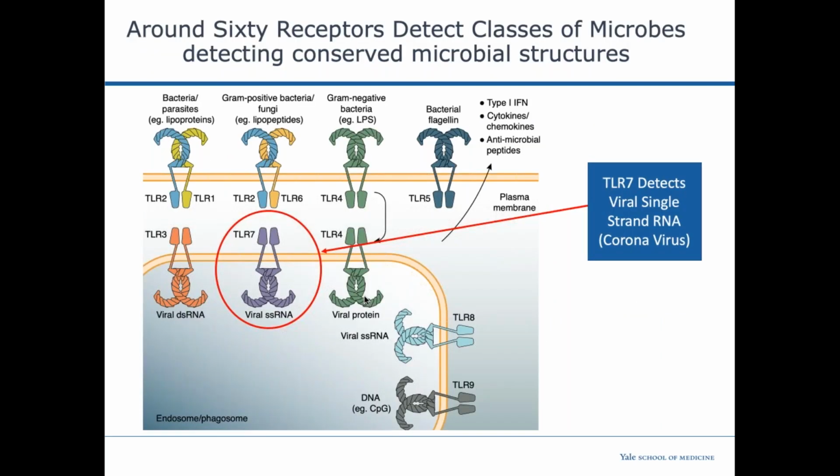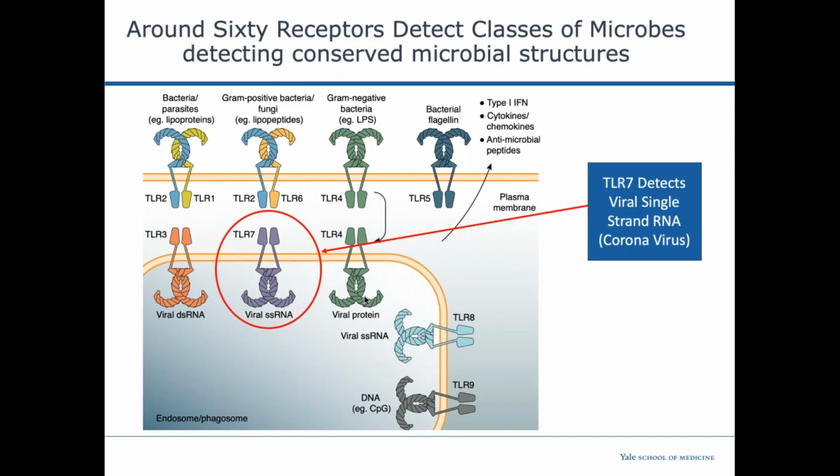For microbes, there are about 60 different receptors that detect classes of microbes, and they recognize conserved structures on these microbes. So that makes it harder for the microbe to escape. We have some examples of one set of them called the toll-like receptors, TLRs. Some see bacteria and parasites, number 1 and 2. Some see gram-positive bacteria or fungi, 2 and 6. And in circle, we have a receptor, TLR7, that detects single-stranded RNA, which is what coronavirus has.